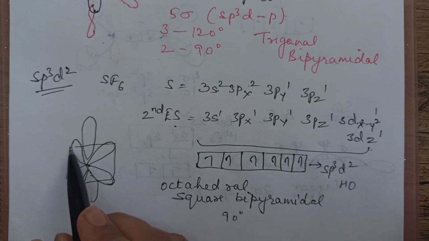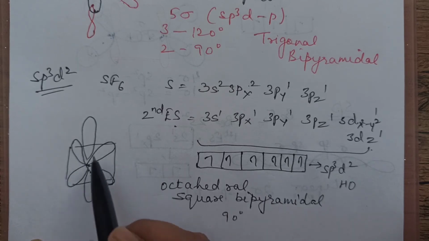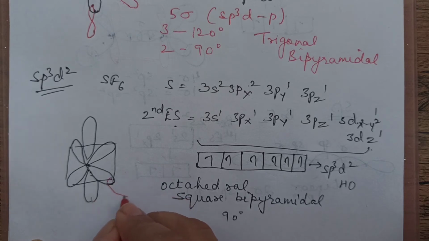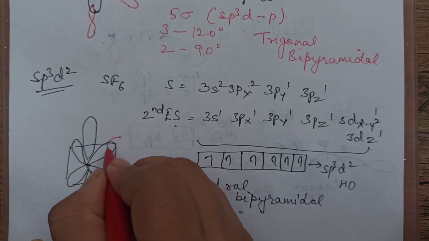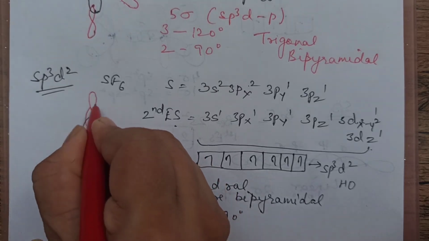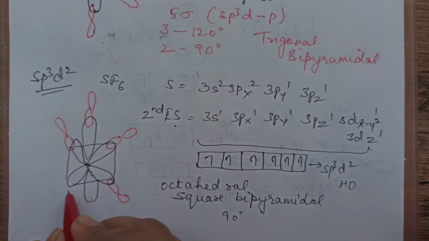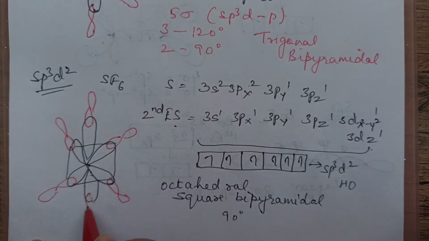These are all hybrid orbitals. These are all perpendicular to each other, and above and below the plane also 90 degree. And these all will now be overlapping with the p orbital of fluorine. So p orbital of fluorine will be overlapping here with all these hybrid orbitals, and this will be the shape of SF6.